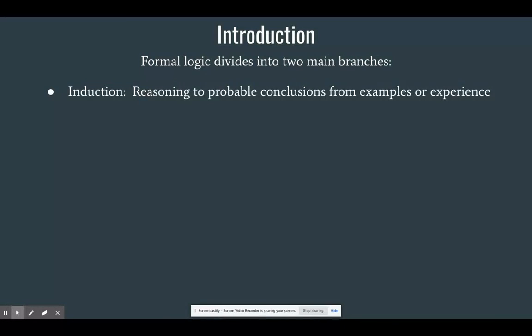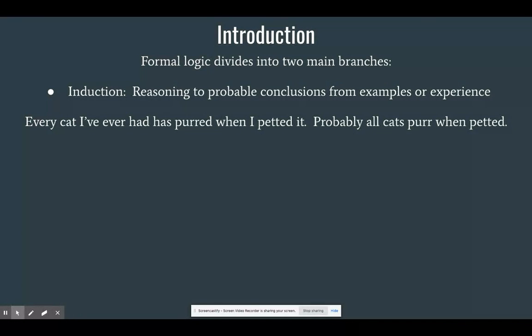So formal logic divides into two main branches. Now this does matter. The first main branch of formal logic is induction. And that's reasoning to probable conclusions from examples or experience. Here's the classic example, okay? Every cat I've ever had has purred when I petted it. Therefore, probably all cats purr when petted. Now, the person who makes this statement, do they know this for sure? Have they petted every single cat on the planet? No. They're taking their experience and saying, well, I've had about 5 or 6 cats in my life. They all purr. Therefore, probably all cats purr.